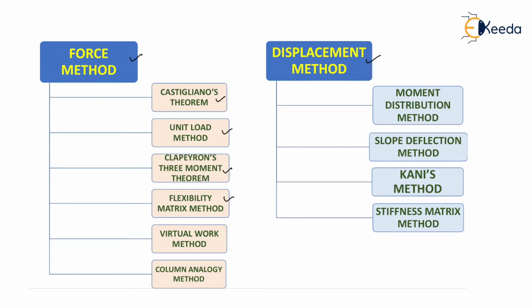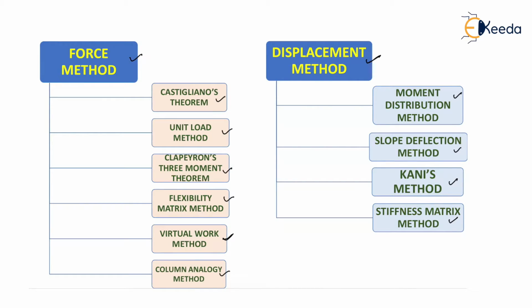Okay students, now the virtual work method, which is used for finding the deflection in a particular structure, also comes under force method. And the last one is the column analogy method, which is also a force method. Okay students, now the displacement methods, that is moment distribution method, slope deflection method, Carney's method, and the stiffness matrix method, come under displacement method because in these methods displacements are the basic unknowns.